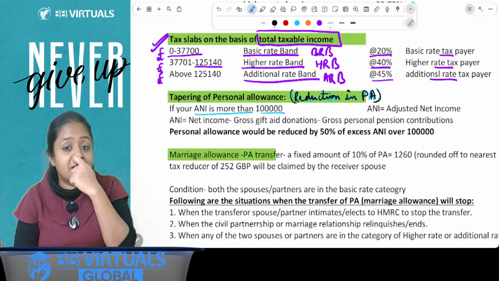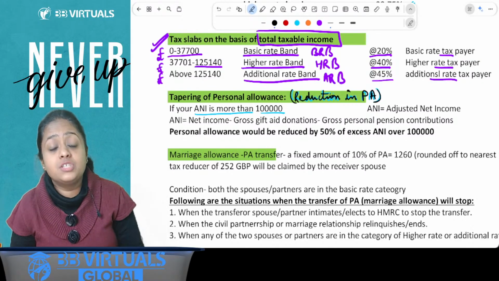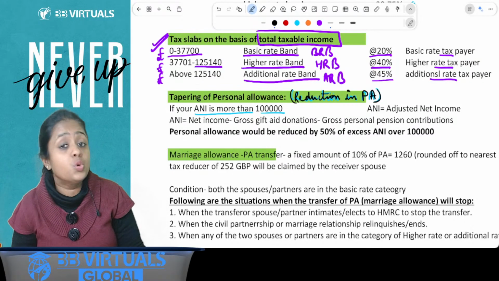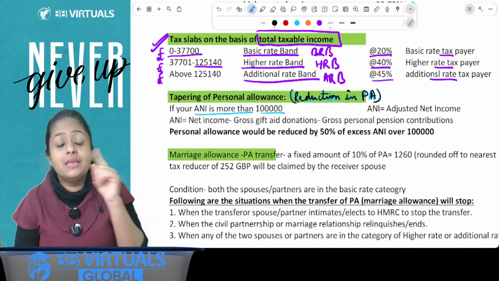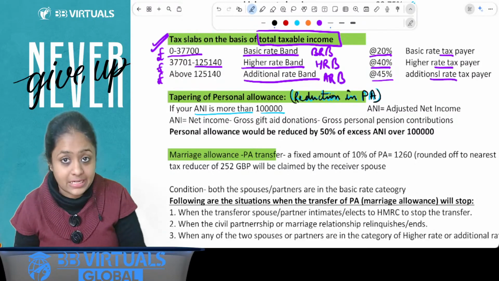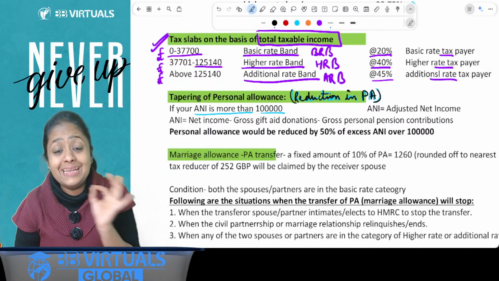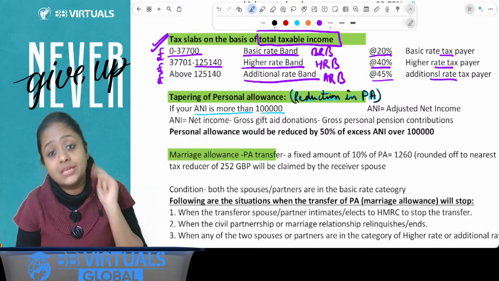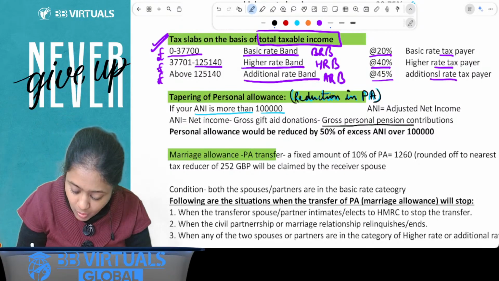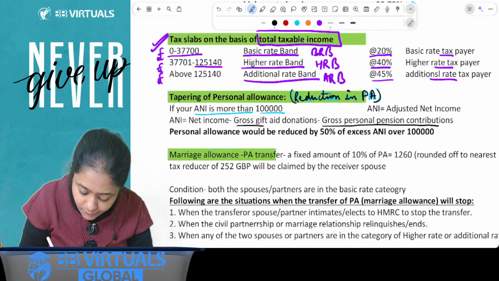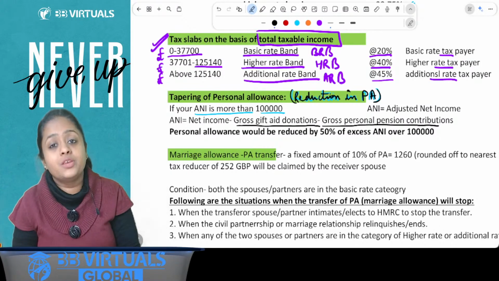Okay, so you will have a reduction in PA if your adjusted net income exceeds 1 lakh. So how do we calculate adjusted net income? Please look here. Step 1 is always to calculate adjusted net income, which is net income less two things. We reduce first gross personal pension contributions and gross gift aid donations. Don't worry, I'll explain it here.